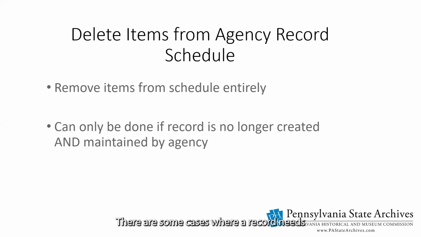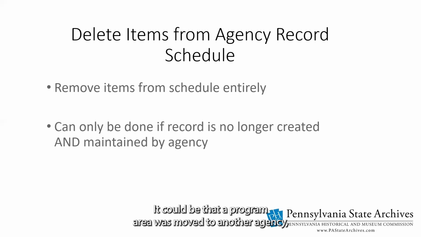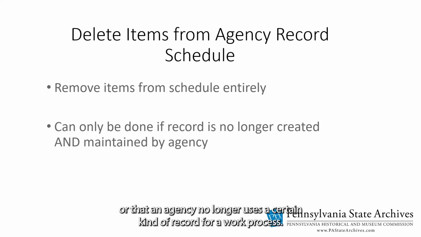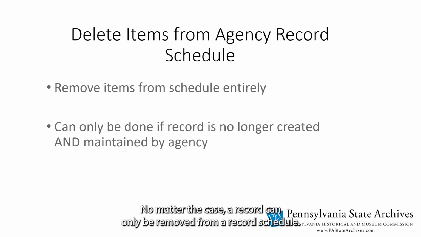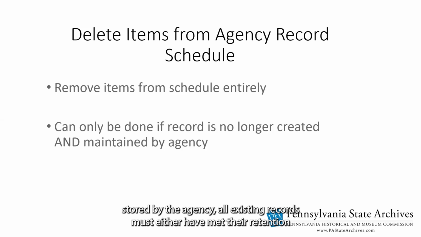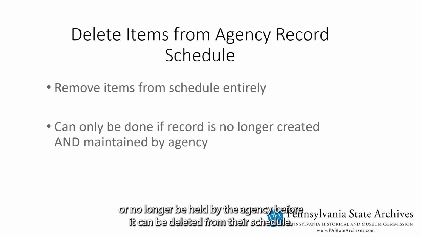There are some cases where a record needs to be removed entirely from an agency record schedule. It could be that a program area was moved to another agency, or that an agency no longer uses a certain kind of record for a work process. No matter the case, a record can only be removed from a record schedule if those records are no longer created by the agency and also no longer being stored by the agency. All existing records must either have met their retention or no longer be held by the agency before it can be deleted from their schedule.